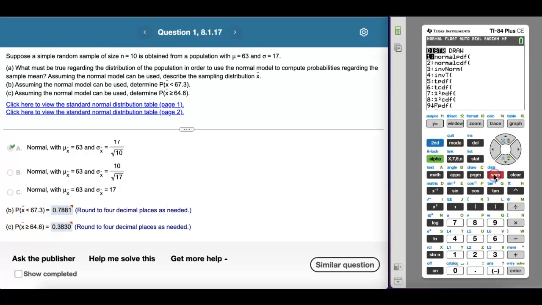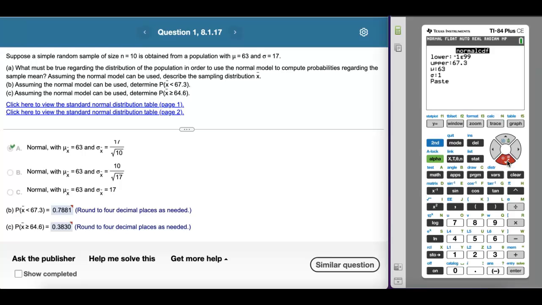To do that, we'll go to second vars. We're going to select number 2 for normal CDF. The first one is asking for a less than statement, so I'll just leave the lower bound like you see here. The upper bound will be 67.3. The mean, remember, is the same as the population mean, so I'm going to just use 63.